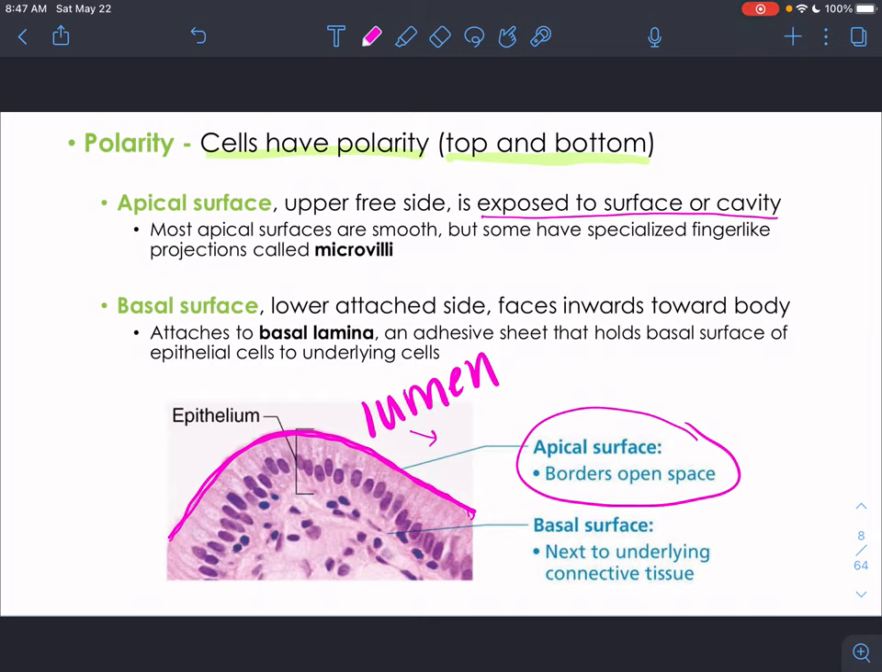Okay, a lot of them are smooth. I just drew over this one, but this one was smooth. Some of them also have little projections on them called microvilli, and those are to increase the surface area. A lot of times in our digestive tract, you'll see little finger-like projections sticking up. In areas where we need to do a lot of absorption, like absorbing all the nutrients in our digestive tract, you'll see these microvilli sticking up to increase the surface area so the cell can absorb more nutrients more quickly. Okay, so that's what microvilli are.